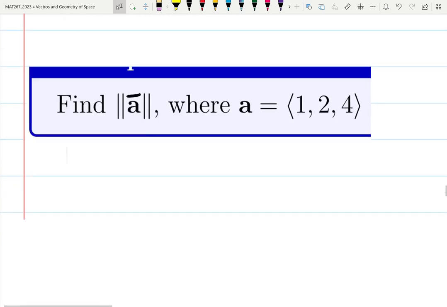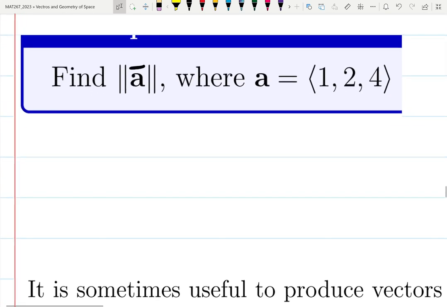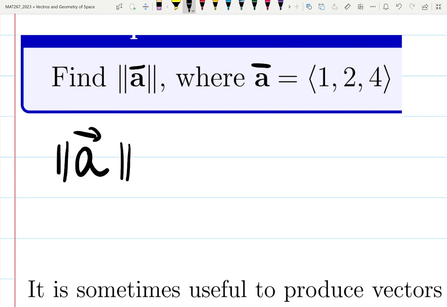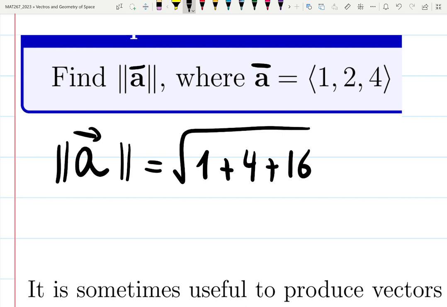Okay, who can find this for me? I'll wait a little bit. Find the length of A, 1, 2, 4. Wow. You just add it up. That is fast. Thank you. Let's write it down nicely so you remember the notation. Double bar equals the square root of what? 1 plus 4 plus 16. Good job.